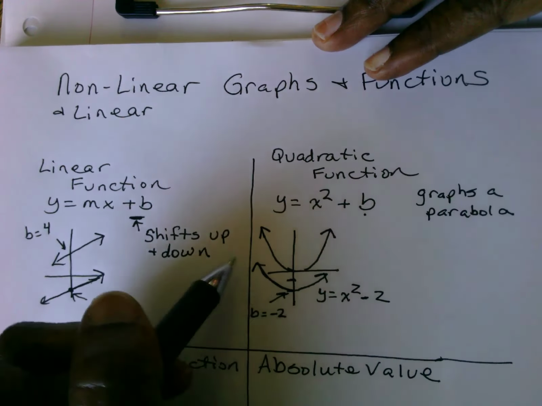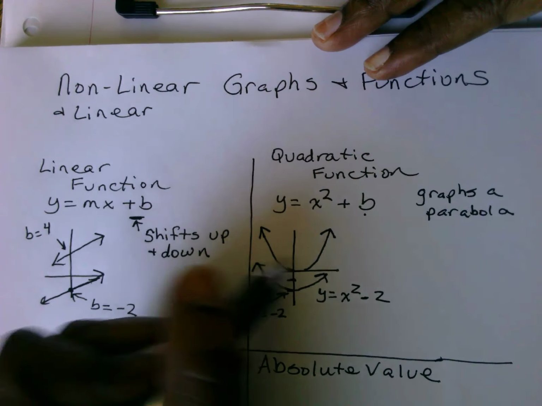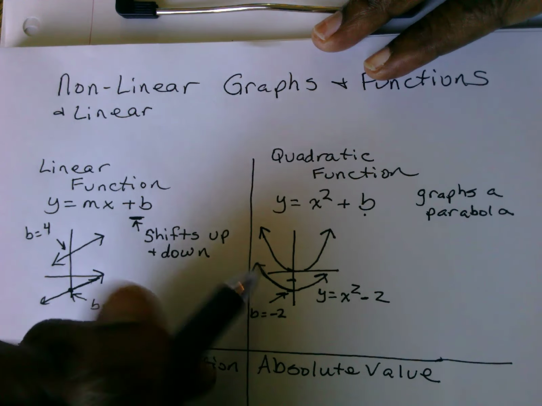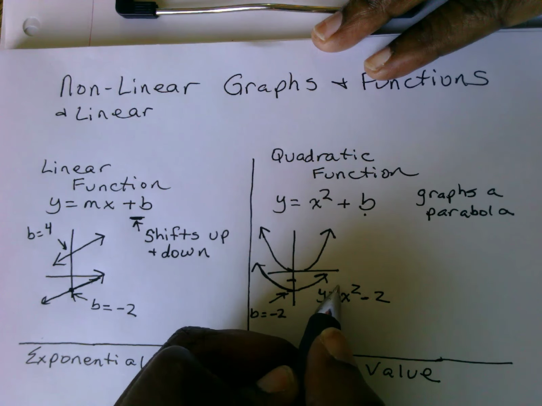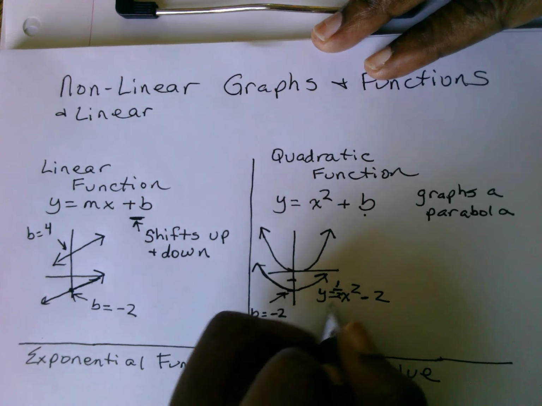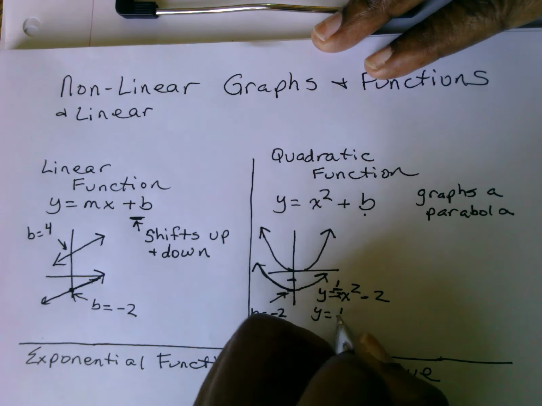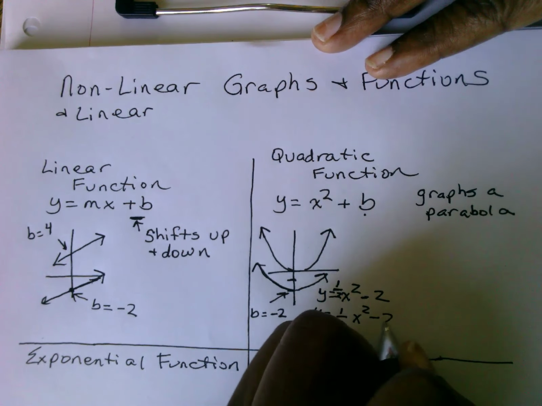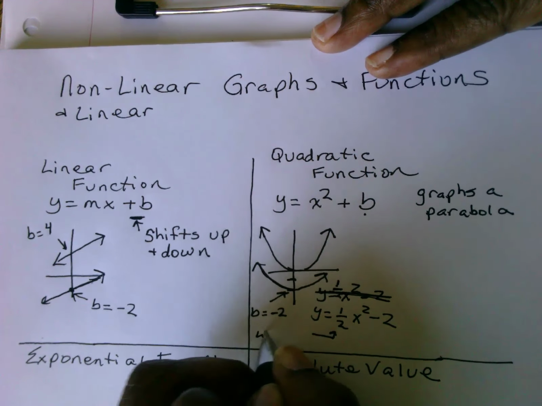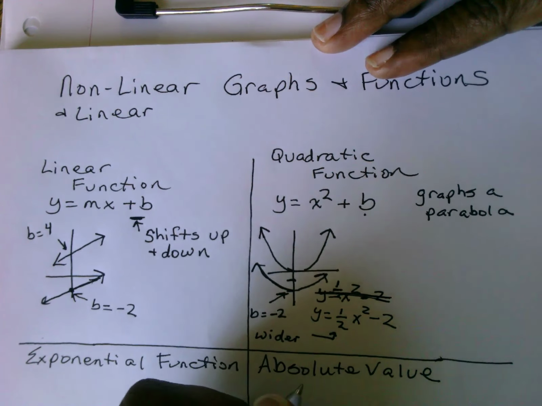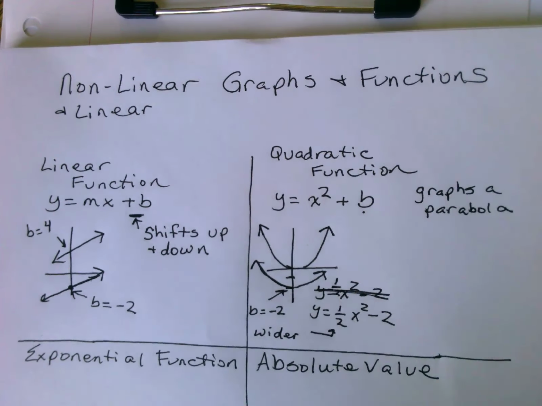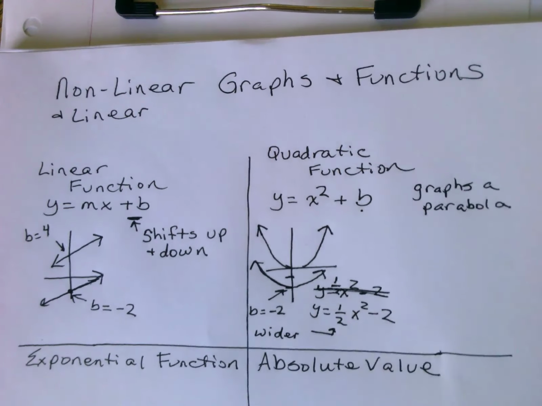Now notice that this one's a little bit wider, but it should be the same width of cross. If it's wider, that's going to be a fraction of a graph. So I'm going to say that this graph is probably actually y equals 1/2 x squared minus 2, because it's wider. Now all of this you can see when you put them in Desmos graphing calculator. You go over to Desmos. Let me see if I can show you.